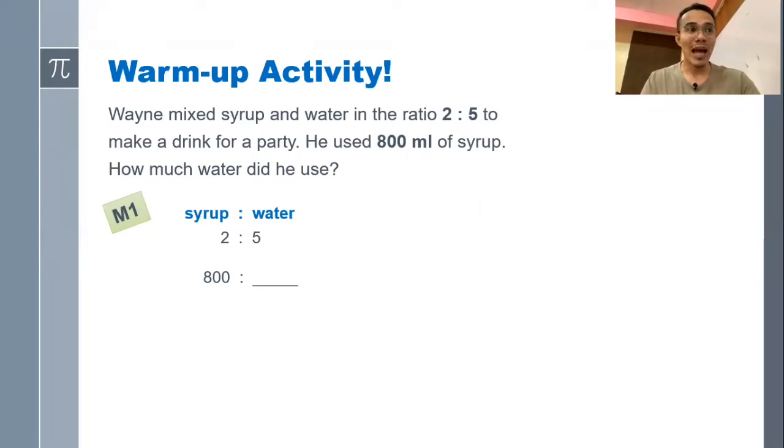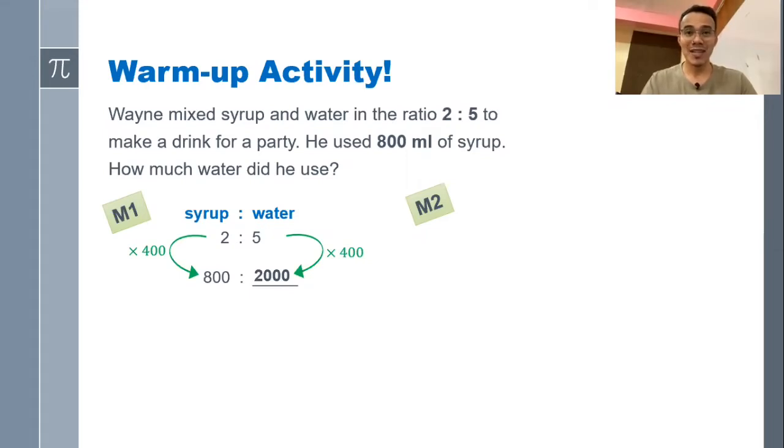Meaning to say, we have to think of a number that is multiplied to 2 in order to get 800. And this number is 400. We multiply 2 by 400 in order to get 800. And remember, grade 6, whatever you do in one quantity, you also do the same thing to the other quantity. That is, you also multiply 5 by 400. And 5 times 400 is 2,000.